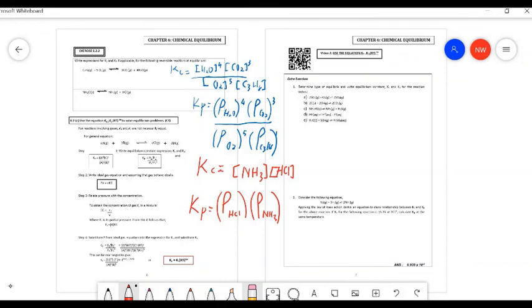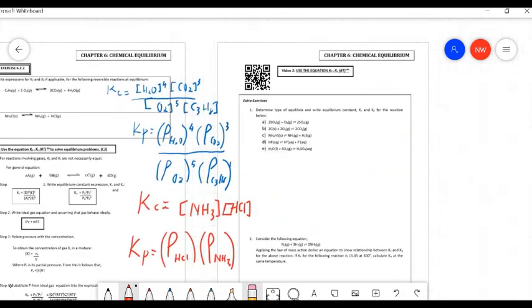So now determine the type of equilibrium and write equilibrium constant Kc and Kp for the reaction below. So untuk soalan ini, I nak you tulis hantar DGC.